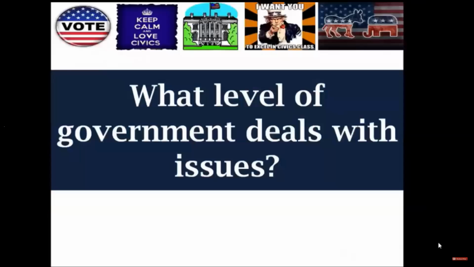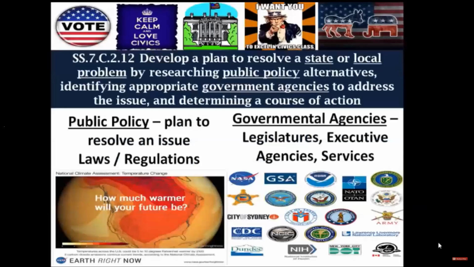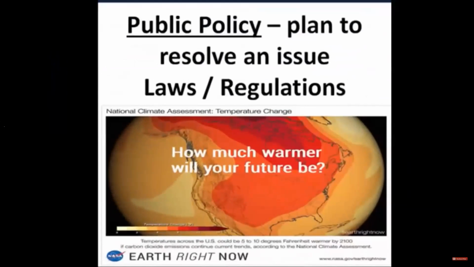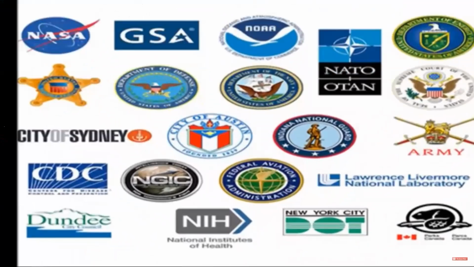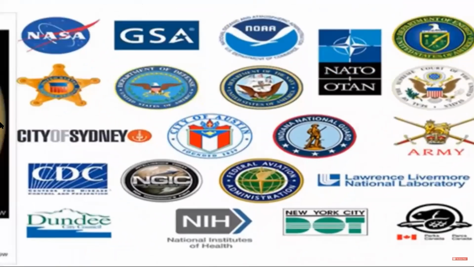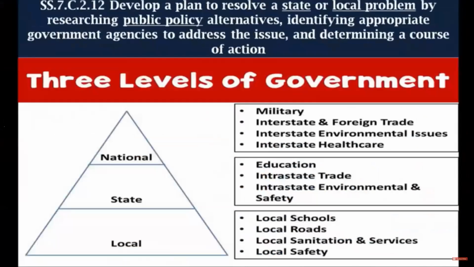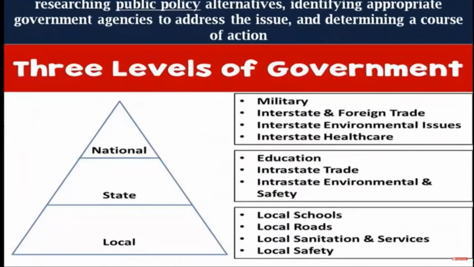Next, your test is going to ask you to identify which level of government deals with what issues. For these test questions, they will give you a hypothetical public policy. Remember, public policy is a plan to resolve an issue or problem. They also might give you a governmental agency to consider as the group to deal with this issue. Since you can't possibly know all of the hundreds of governmental agencies that exist, you really want to look for the clue of what level of government should handle the problem. So you're going to have to read these questions carefully. Knowing which level of government deals with what types of policies will help you answer the question.